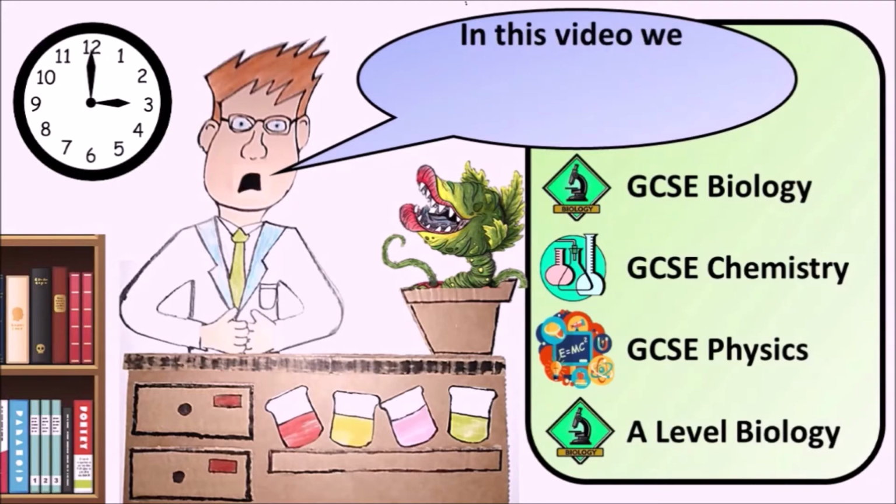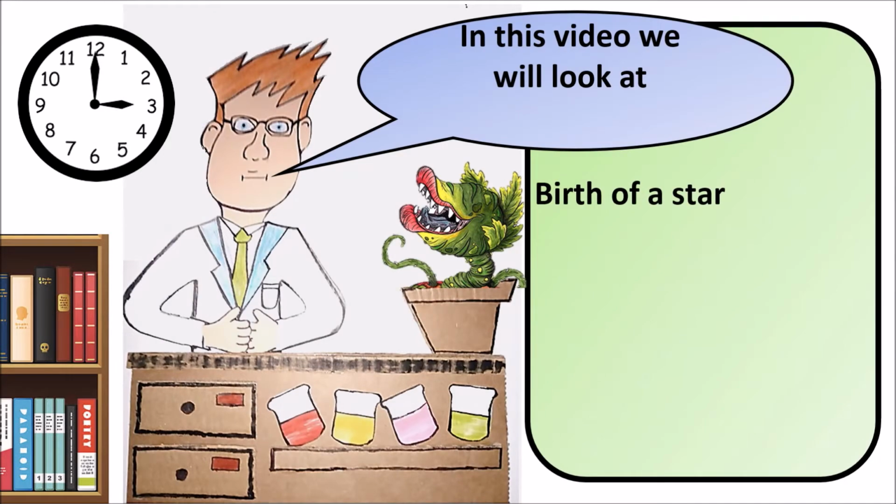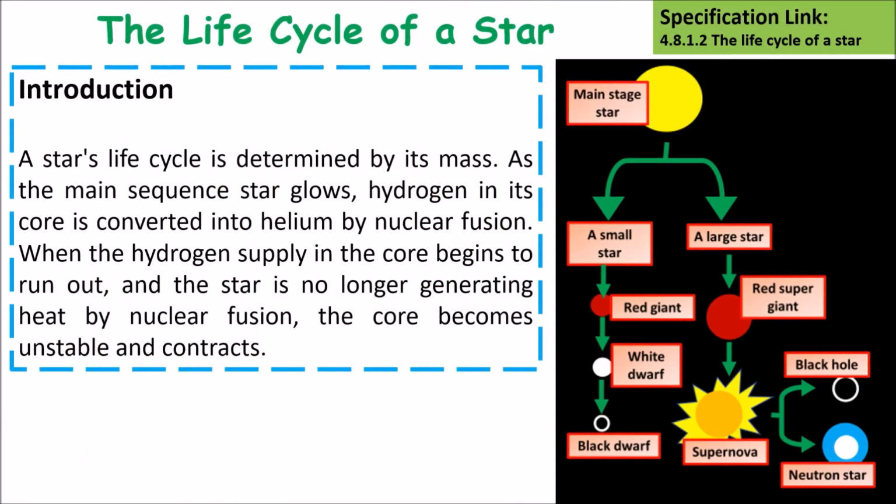In this video, we will look at the birth of a star, the life of a star, and the death of the star. A star's life cycle is determined by its mass. As the main sequence star grows, hydrogen in its core is converted into helium by nuclear fusion. When the hydrogen supply in its core begins to run out, the star will no longer be generating heat by nuclear fusion, and the core becomes unstable and contracts.